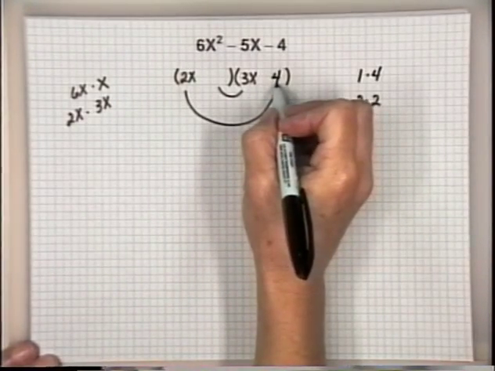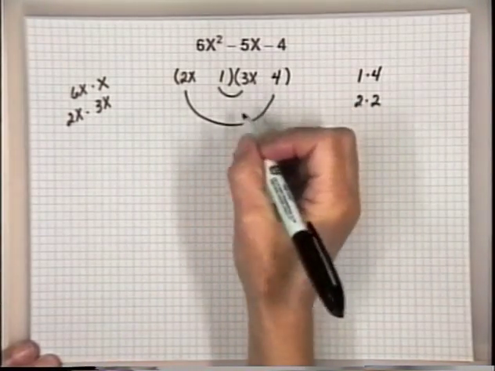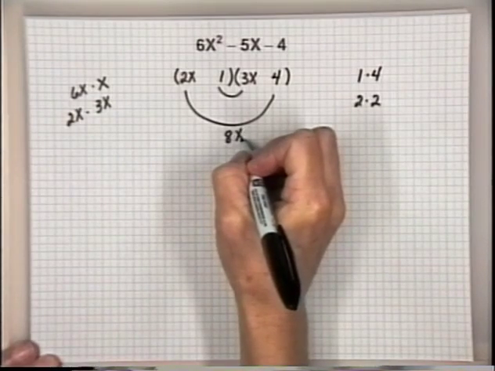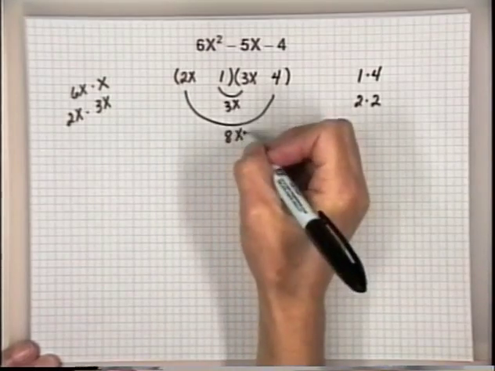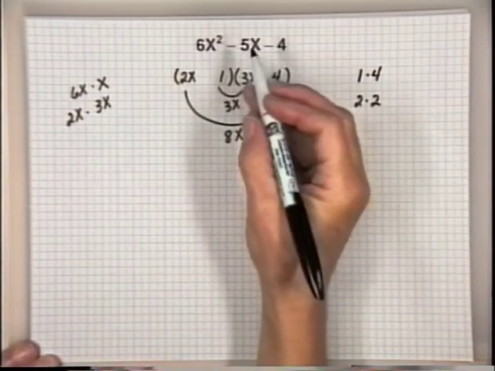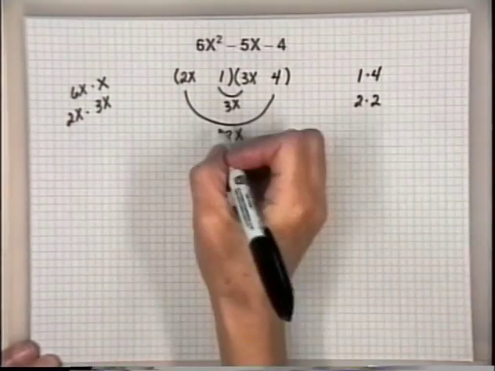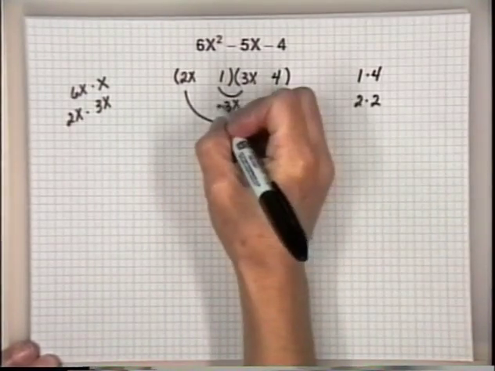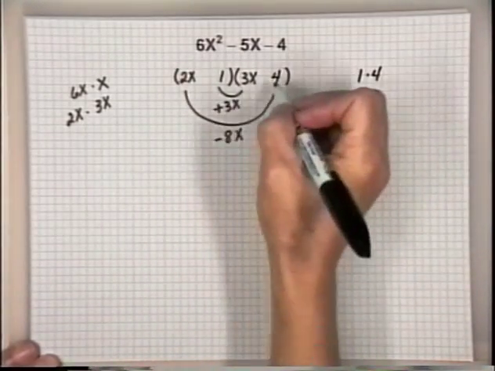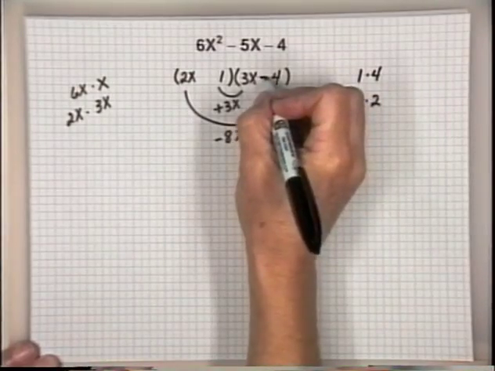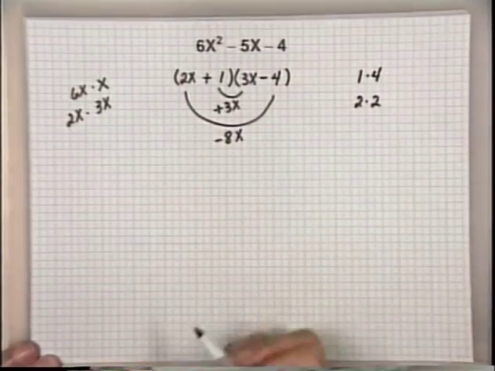If I put 4 here and 1 here, let's check this possibility. My outside product is 8x. My inside product is 3x. The difference between 8x and 3x is 5x. I want this 5x to be negative. So if this is negative 8x and positive 3x, I would get that. To have a negative 8x for this outside product, my negative sign needs to go in this second factor. That leaves the plus sign for this one.